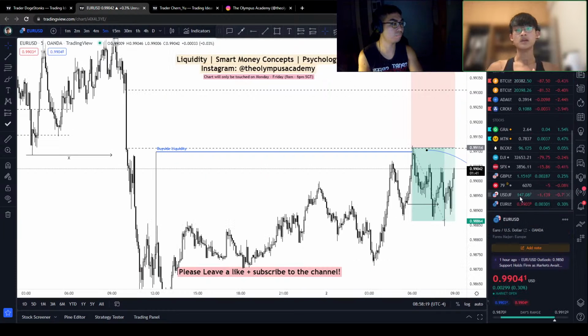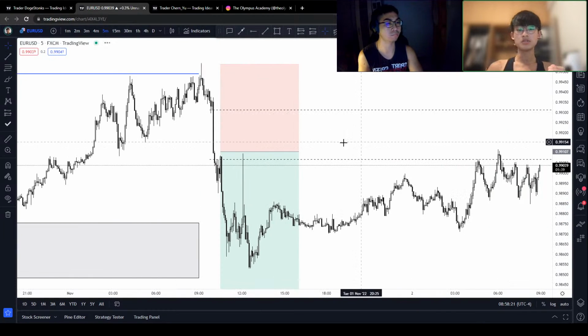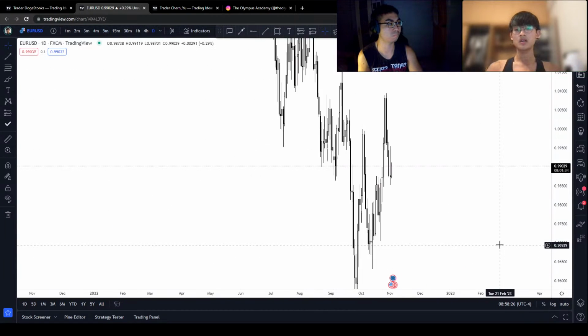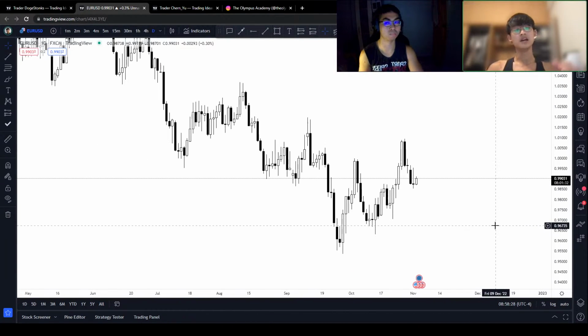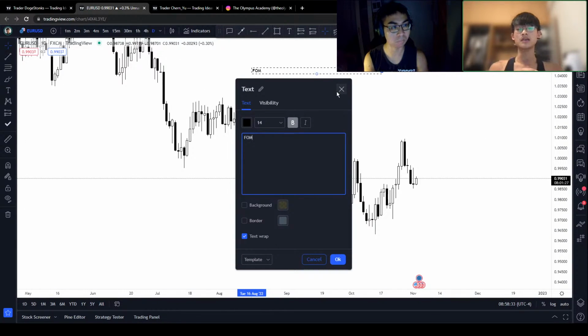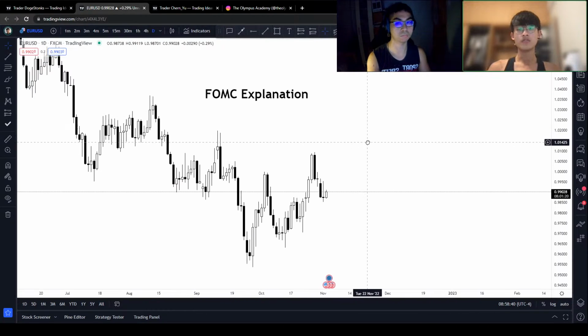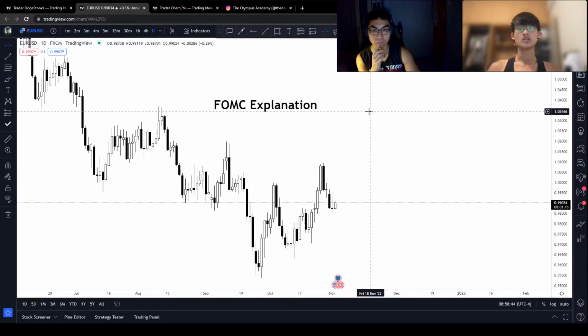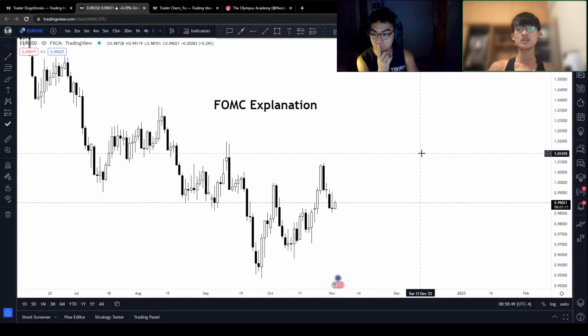So before I start on anything, let me just give a brief run through on FOMC and what exactly it is about. Every year, the Federal Reserve gathers and meets to discuss their monetary policy, and changes in the monetary policy would definitely affect the currency pairs that they are trading with. For example, USD CAD, Euro CAD, Euro USD, USD JPY, GBP USD. Anything with a USD involved will definitely get affected by this FOMC.